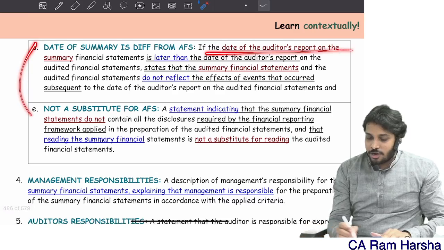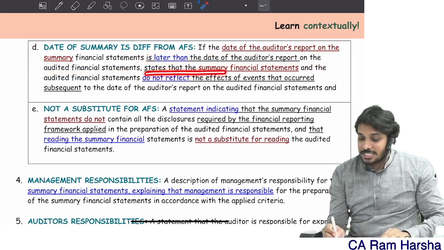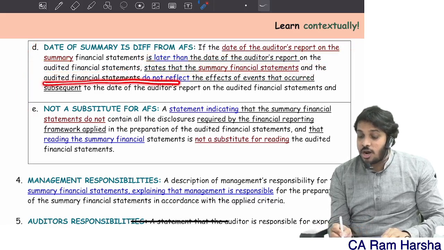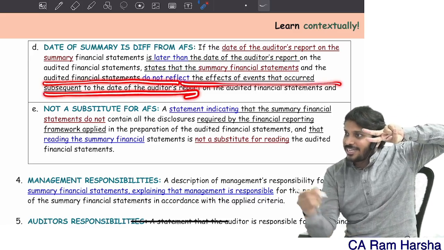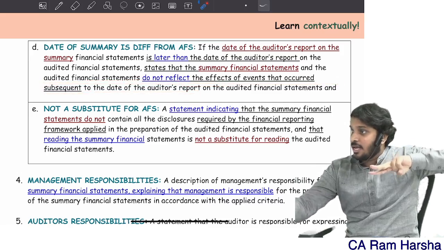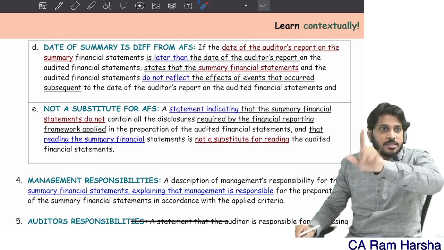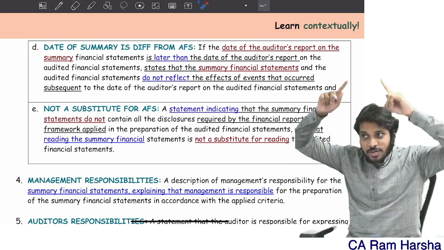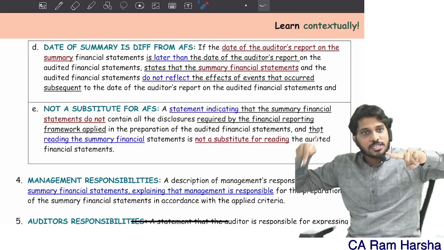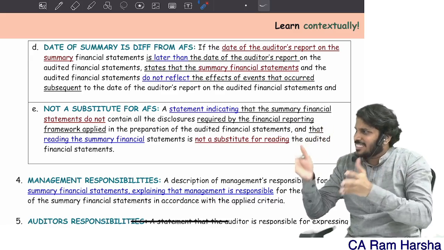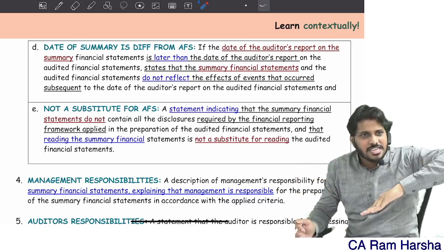Date. The date of the audit report on the summary is generally later than the date of the audit report on the audited financials. You must state that the summary financial statements do not reflect the effect of events that occurred subsequent to the date of the auditor's report, till the date of the audit report on the summary. People may think the audit is dated to the summary financials' date. No, up to that date subsequent events were there. My original audit report date is the date up to which I consider. After that date, up to the date of the audit report on the summary financials, no events are considered, because this is a summary of audited financials. This is not a separate set of financials which I am preparing. It is a summary of those financials.